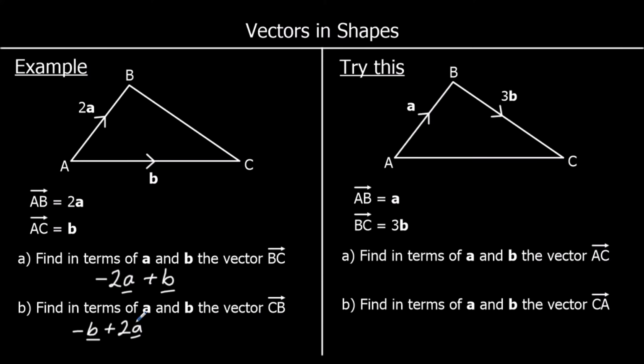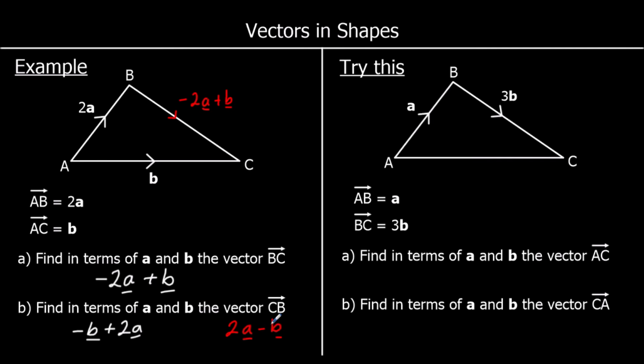Or we could have said, because we know now what B to C is called, because we worked it out, B to C is called minus 2a plus b. We could go backwards along that by multiplying it by negative 1. So if I multiply minus 2a plus b by negative 1, I'll get 2a minus b. And these are the same. They're equivalent. They're just written the other way around.